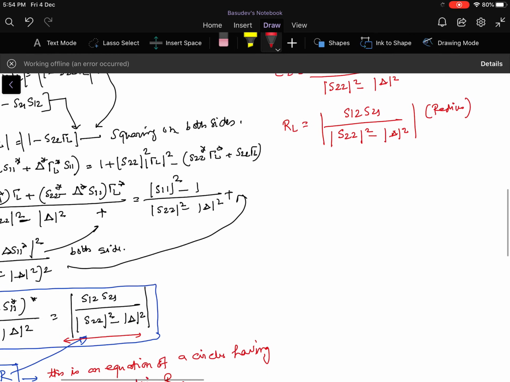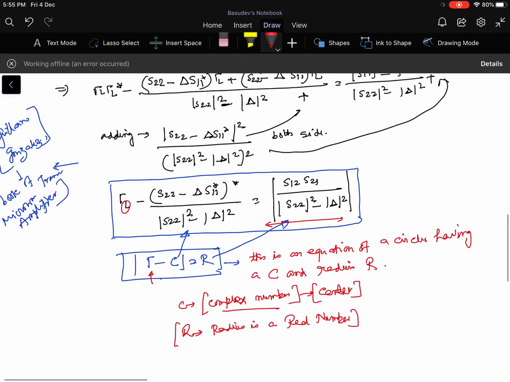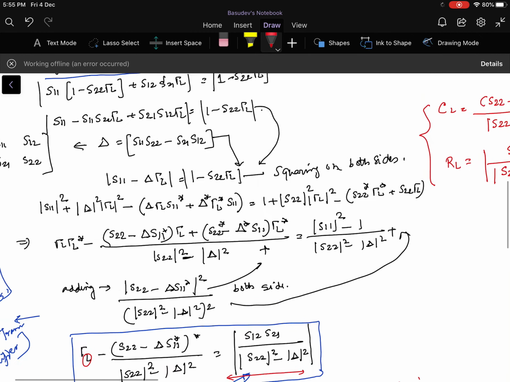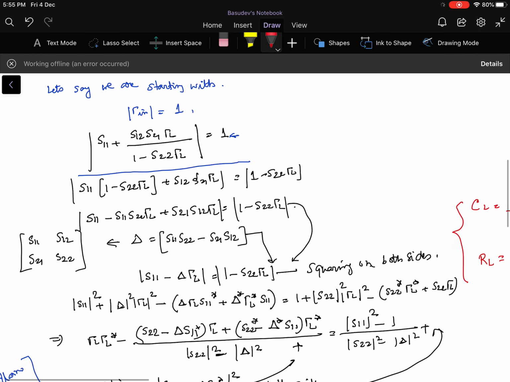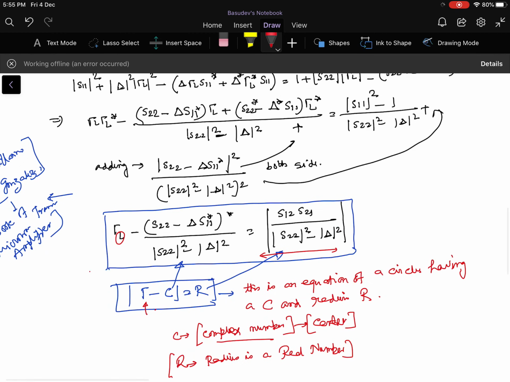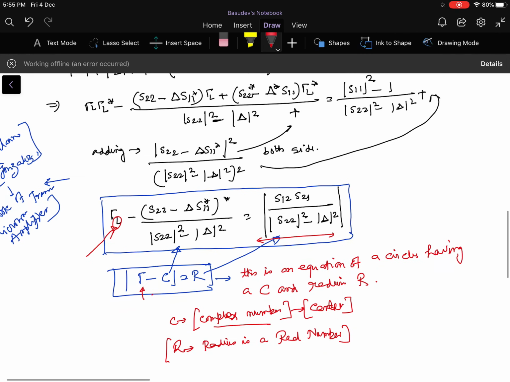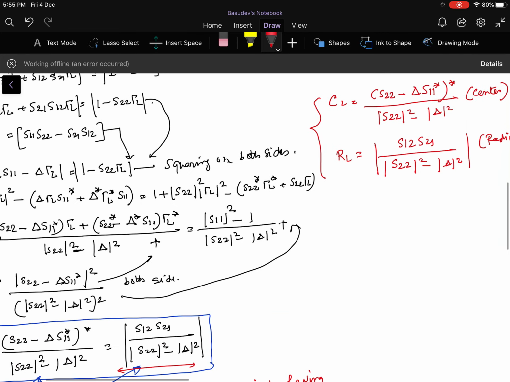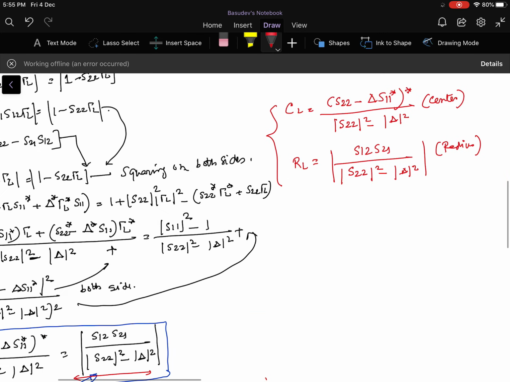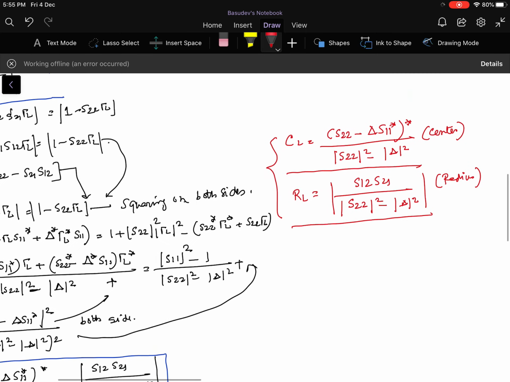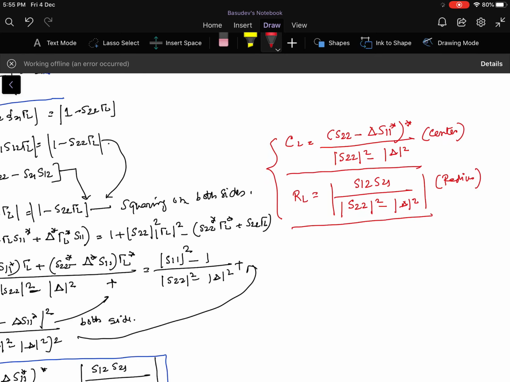But I have not named it. I started with mod tau in equal to 1 to get these two expressions, if you remember correctly. And whenever I do mod tau in equal to 1, it gives me a range of tau L that follows a particular circular expression. That is why I am saying that the circle I get after putting the value of CL and RL is known as the output stability circle.